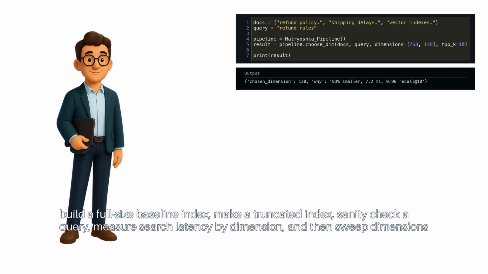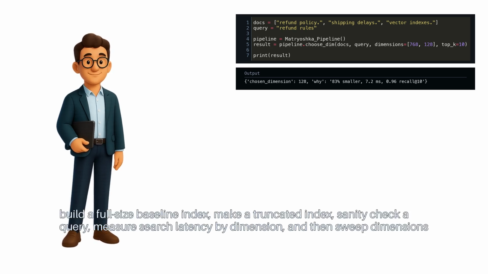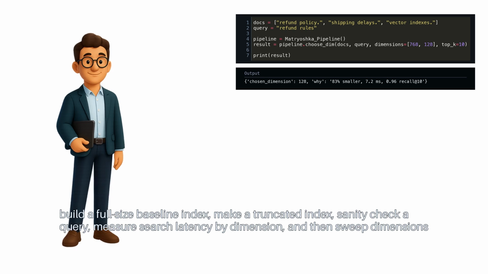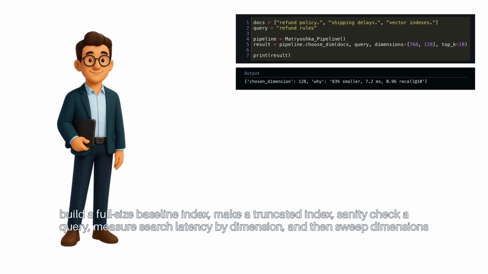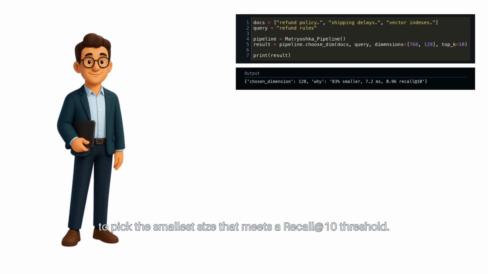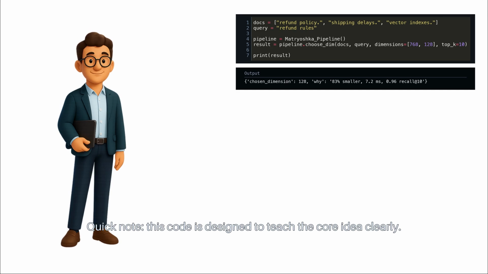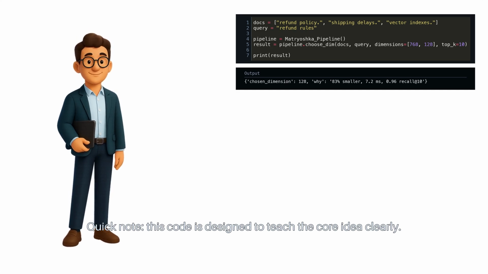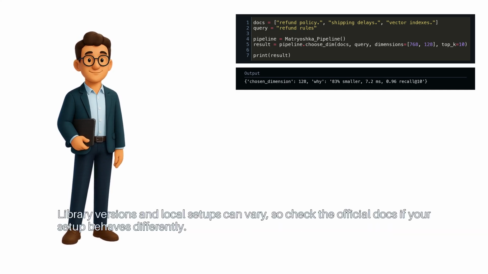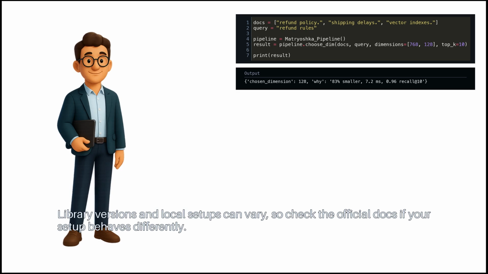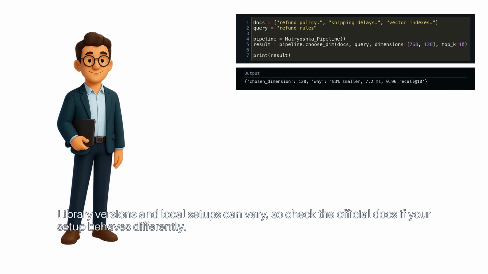Here's our plan. Build a full-size baseline index. Make a truncated index, sanity check a query. Measure search latency by dimension, and then sweep dimensions to pick the smallest size that meets a recall at 10 threshold. Quick note, this code is designed to teach the core idea clearly. Library versions and local setups can vary, so check the official docs if your setup behaves differently.